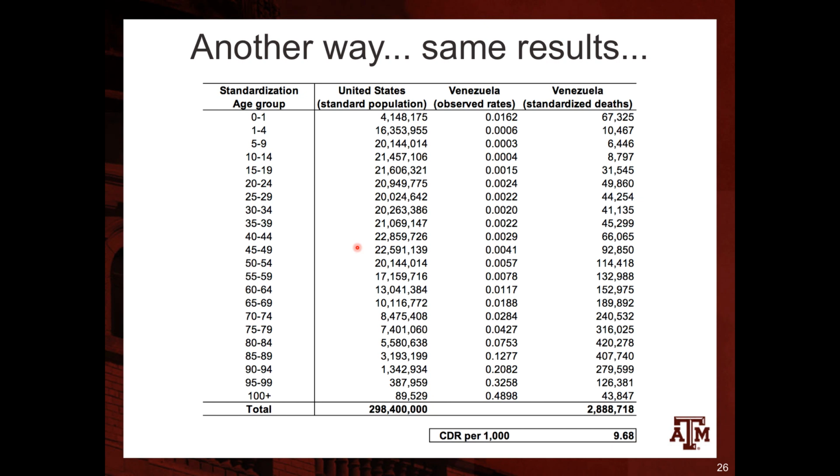Since the US population is the standard, we do not have to recalculate the crude death rate for the US, because the crude death rate for the US already takes into account the population of the US, the observed one. And so what we did now for Venezuela, we got the observed age-specific death rates from that country and applied them to the standard population, the US.